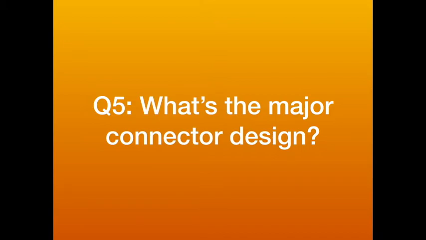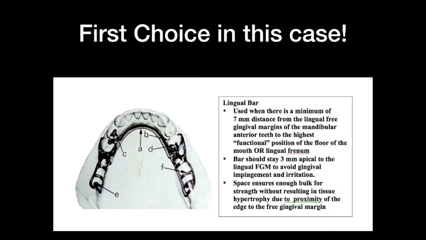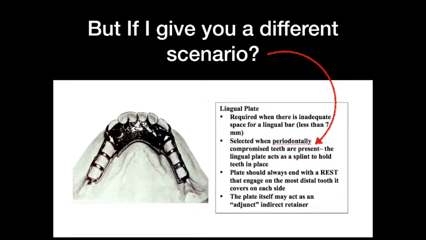Before you start drawing, I want you to think about what the major connector design is for the case. On the lower, you only have 2 options. When you have the mouth floor, the distance from the mouth floor to the lower anterior gingival margins is over 7 to 8 millimeters, ideally you put the lingual bar. If you don't, then you put a plate.